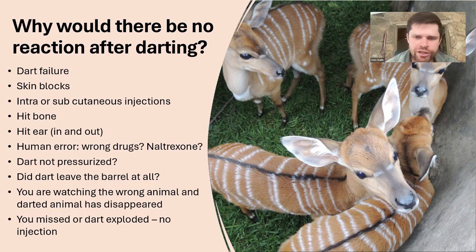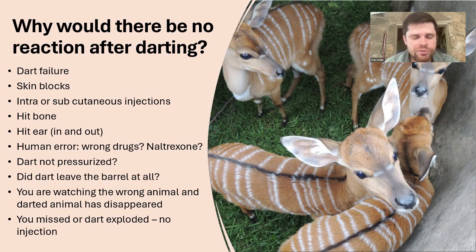Intra or subcutaneous injections, okay. So obviously most of our drugs that we administer via darting, they are for intramuscular use, okay. And if it does go subcutaneous, it can take significantly longer for that animal to fall asleep, okay. Just obviously the absorption is much slower.